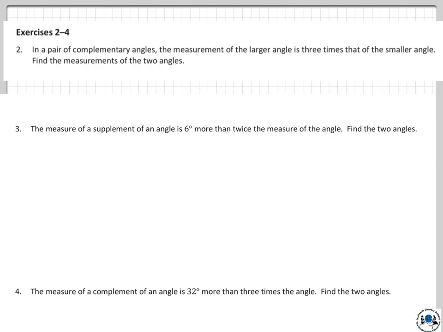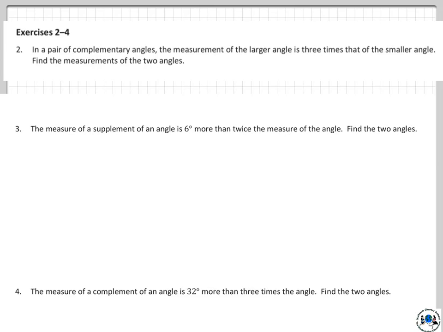Let's have you try this one here, exercise 2, by yourself. I said I wasn't going to ask you to pause, but I am going to now. Want to see what you can do here, again, using your definitions.